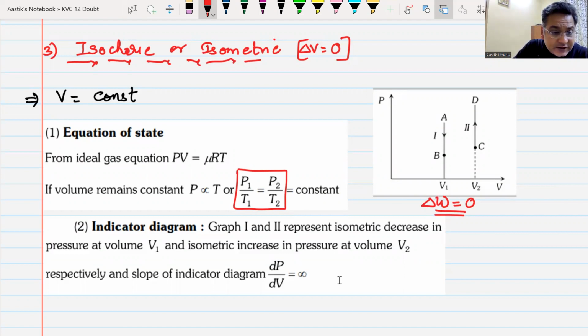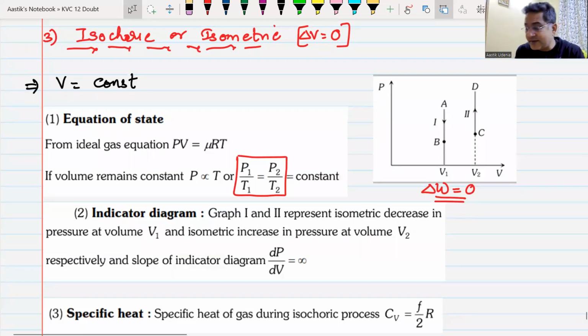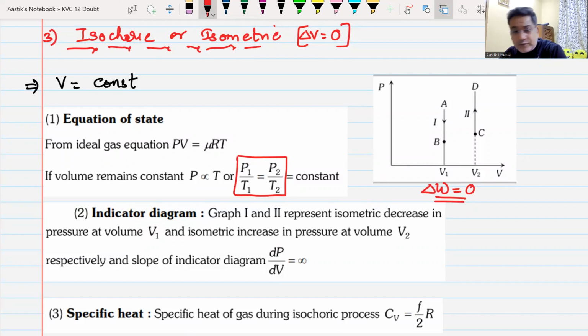One more thing I will tell you. Remember, for every process we will have some specific heat. The specific heat for this process is known as molar heat capacity at constant volume, CV, and we have seen the value of CV is f/2 R. Do we remember this? Yes or no?